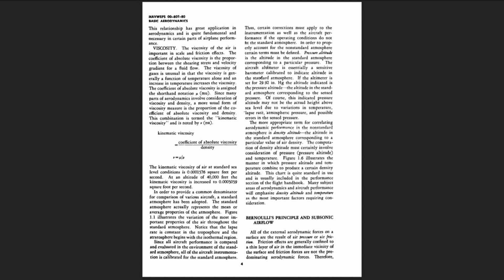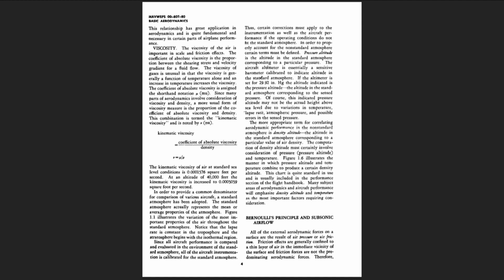Since many parts of aerodynamics involve consideration of viscosity and density, a more usual form of viscosity measure is the proportion of the coefficient of absolute viscosity and density. This combination is termed the kinematic viscosity and is noted by lowercase nu. Kinematic viscosity equals the coefficient of absolute viscosity over density, or lowercase nu equals lowercase mu over lowercase rho. The kinematic viscosity of air at standard sea level conditions is 0.000157 square feet per second. At an altitude of 40,000 feet, the kinematic viscosity is increased to 0.00050559 square feet per second.